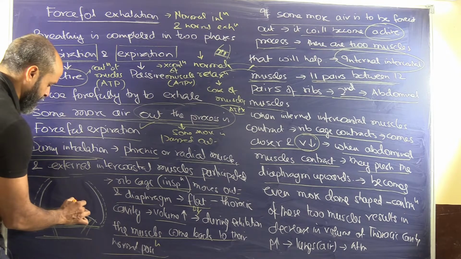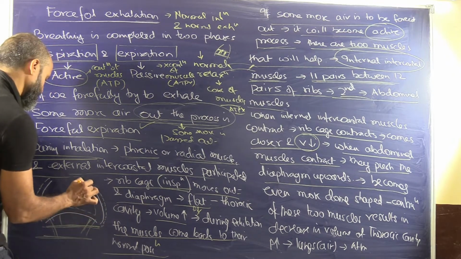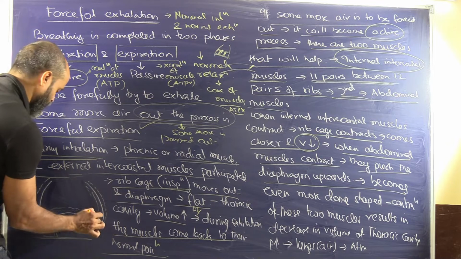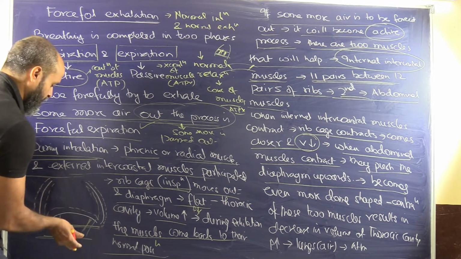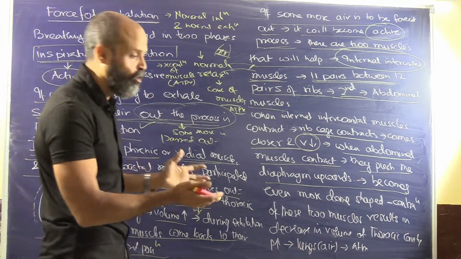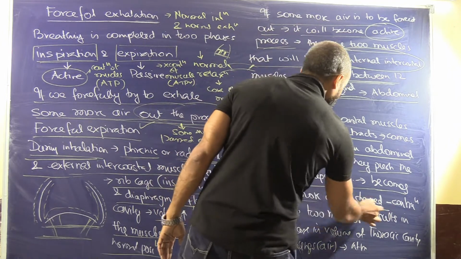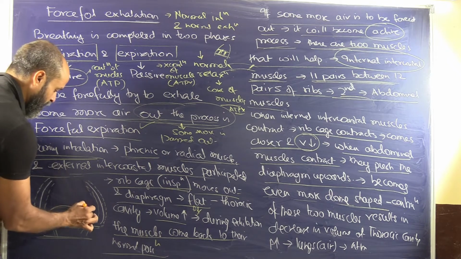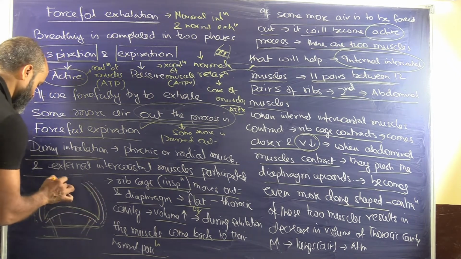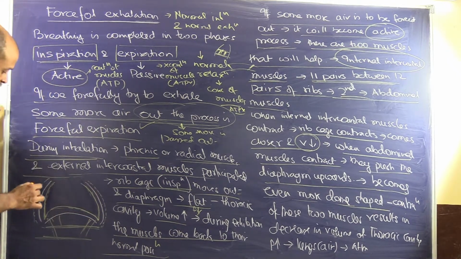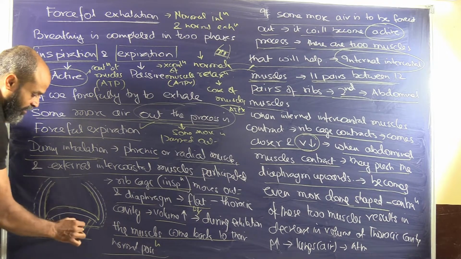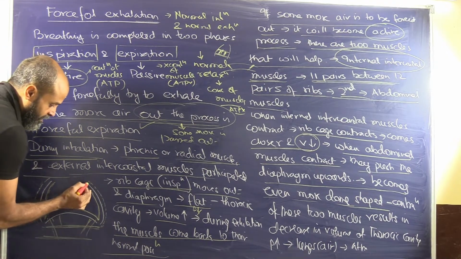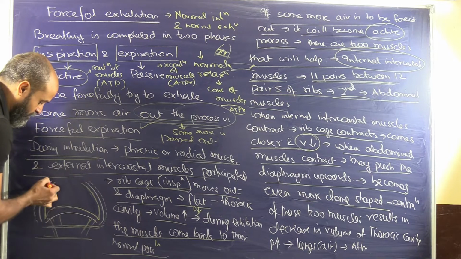So this will be basically the new volume of the thoracic cavity. The rib cage contracts, the diaphragm is more dome shaped. So it becomes even more dome shaped. It goes further up. So this position, if you look into it, is the position of forceful expiration. See, this is the position of inspiration. This one is the normal position. The white one is the normal position.